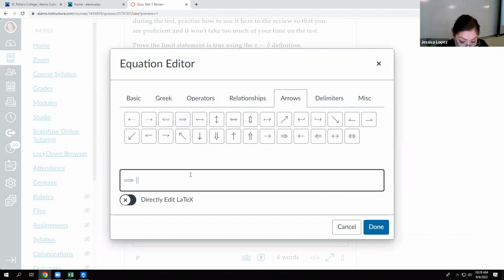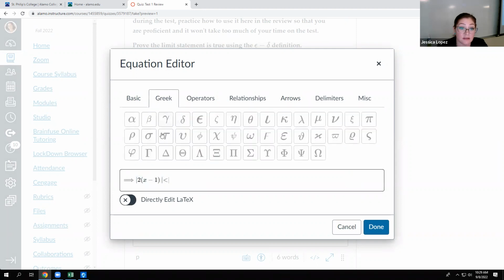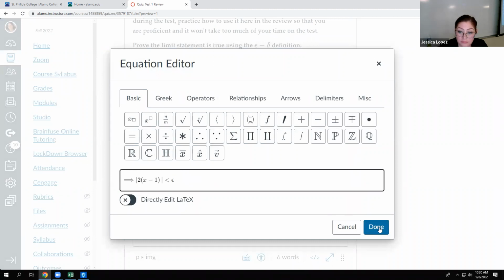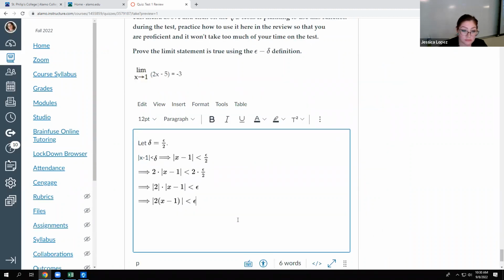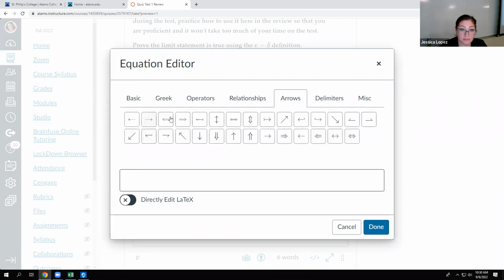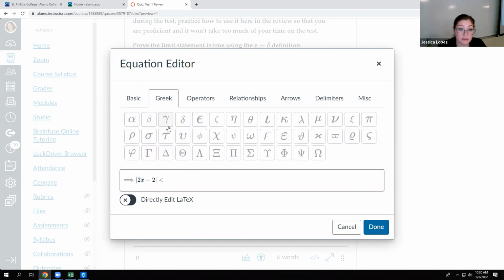So I'm gonna do 2 parentheses x minus 1, close parentheses, the bar less than epsilon. And it should look like that. Oh, why is there an extra bar? There it goes. And then we'll distribute our 2 and then basically split up that last number. So if I distribute the 2, I'm going to have 2x minus 2 less than epsilon.